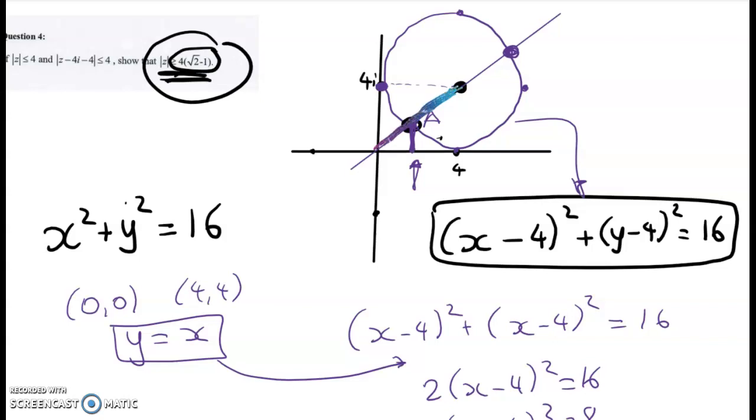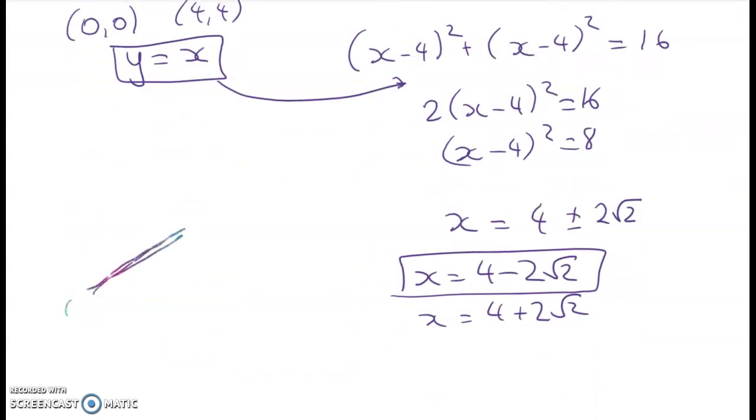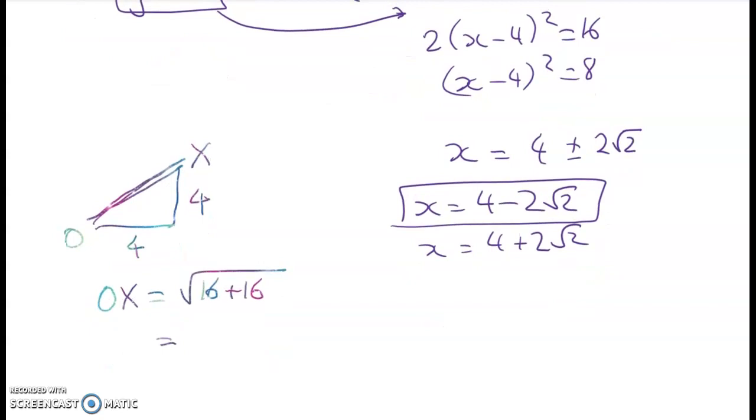Right, there's the distance there. We know that distance, right? That distance we can get using Pythagoras. So this whole distance here from 0 out to point X has got 4 here and 4 here. By Pythagoras, OX will equal the square root of 32, which is equal to 2 times 16, which is equal to 4 root 2. So OX is equal to 4 root 2.